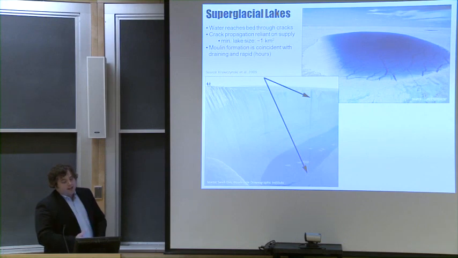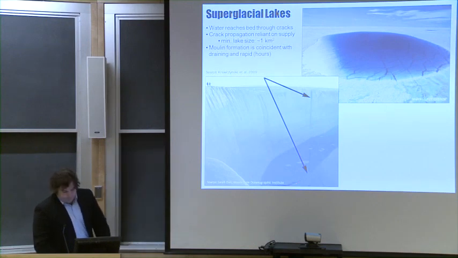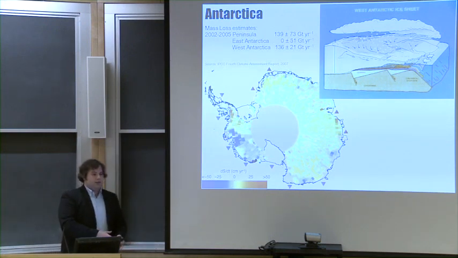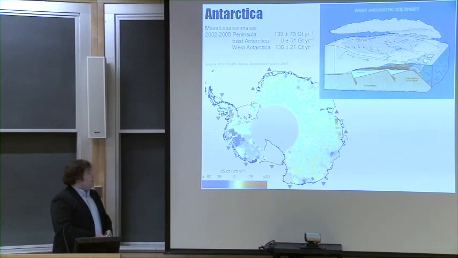It might take days to weeks for these cracks to propagate to the bed, and the course of hours to a day for an actual moulin to open up and a lake to drain all the way to the bed. And if there's not sufficient water supply, the cracks just freeze up. And that's what this picture is. So that's one way that we can speed up a glacier and speed up this mass loss scenario.